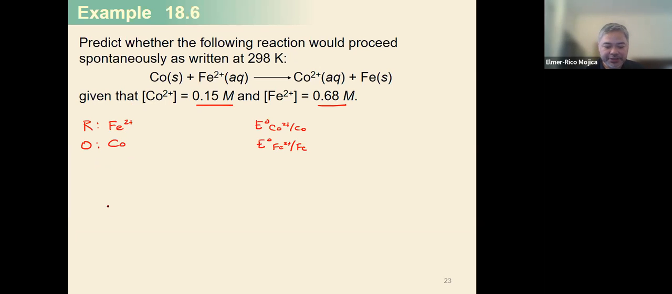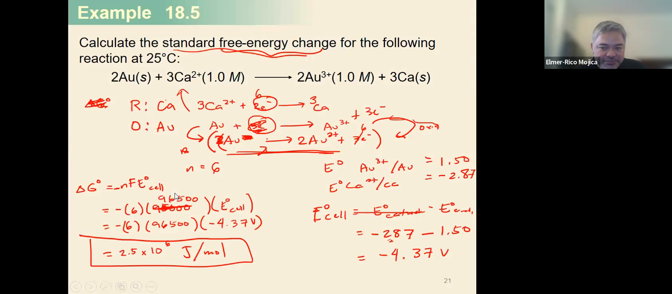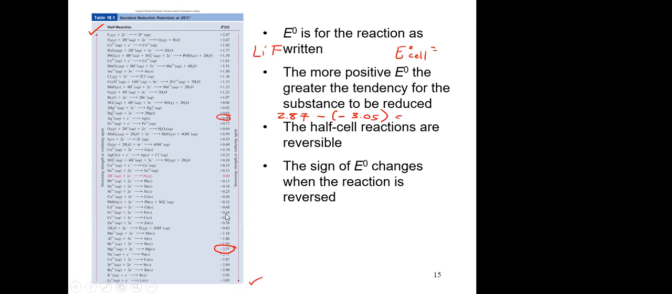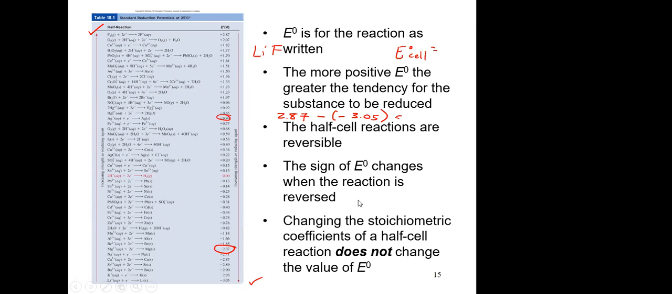So what we're going to do is go to the reduction potential table. Again, this will be given to you. So you have the Fe2+, you can help me find it, and the cobalt. I think I saw it, this one, negative 0.28, right? And the Fe is, not this one, Fe, what Fe is that? 2+? What is Fe? Negative 0.44? Okay.